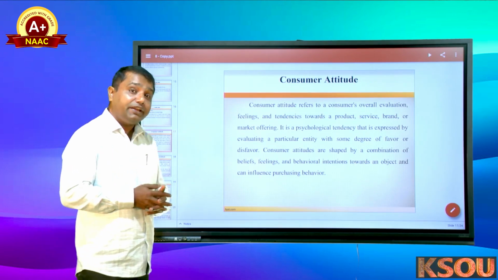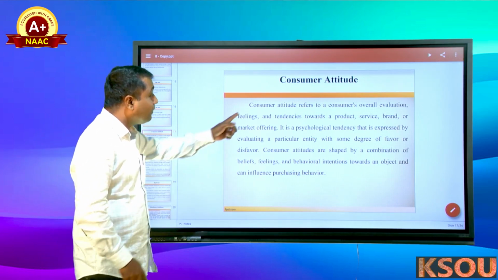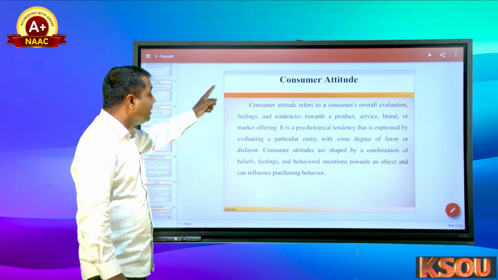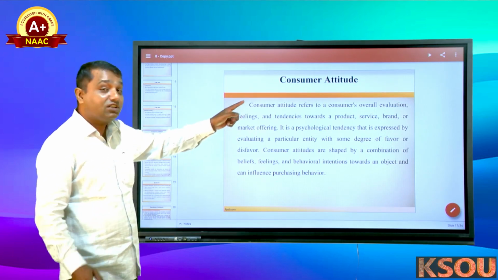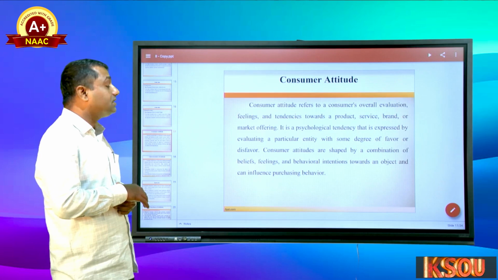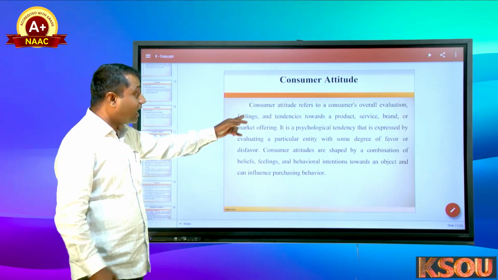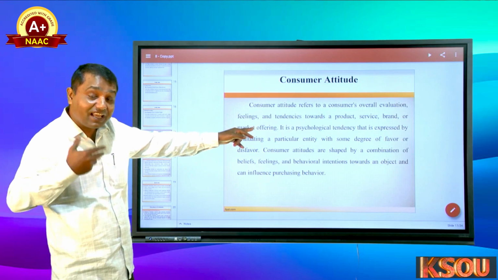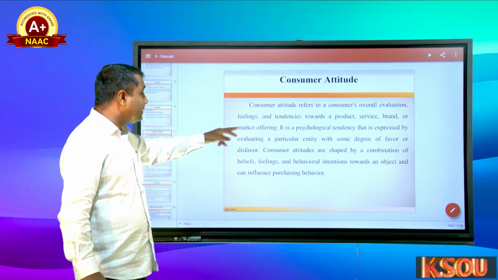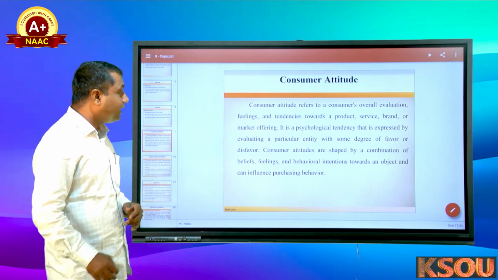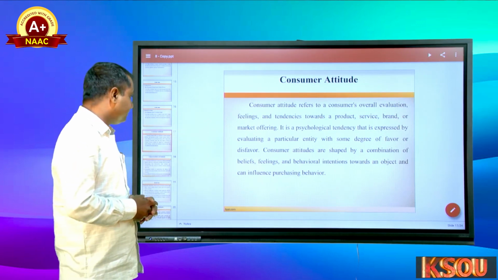Consumer attitude. What is a consumer attitude? It refers to the consumer's overall evaluation of feelings and tendency towards a product, a service, a brand or a market offering. It is a psychological tendency, a psychological feeling expressed by evaluating a particular entity with some degree of favor or disfavor.